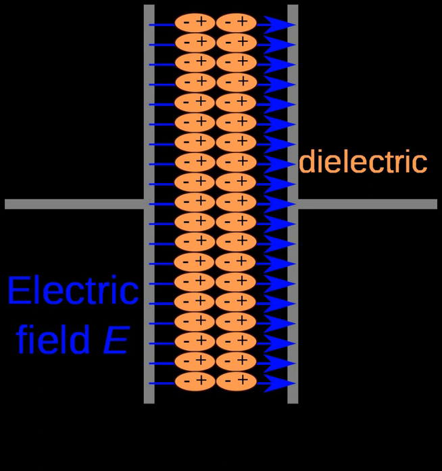A dielectric or dielectric material is an electrical insulator that can be polarized by an applied electric field. When a dielectric is placed in an electric field, electric charges do not flow through the material as they do in an electrical conductor, but only slightly shift from their average equilibrium positions, causing dielectric polarization.